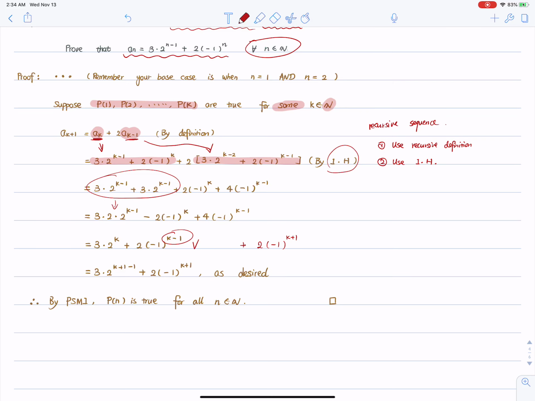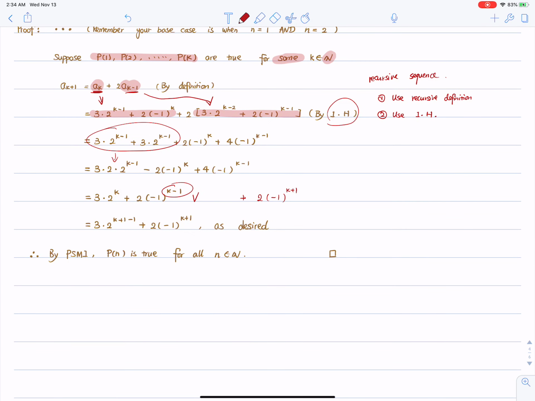Well, in this case, notice that minus 1 to the power of k minus 1 equals minus 1 to the power of k plus 1. Why is that? Because if your k minus 1 is even, then your k plus 1 will be even as well. If this is odd, this is odd as well, which means they are equal. So you can just exchange this to this, and you should get what you need to get.